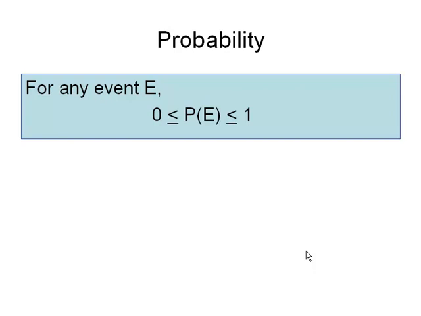What you'll notice about all of these is that for any of these events, the probability that I'm getting is between 0 and 1, including 0 and 1. So probability being 0 would mean that the event is not going to occur. That would be the probability of the impossible event. Probability being 1 means it's certainly going to occur. That would be the probability of the certain event.